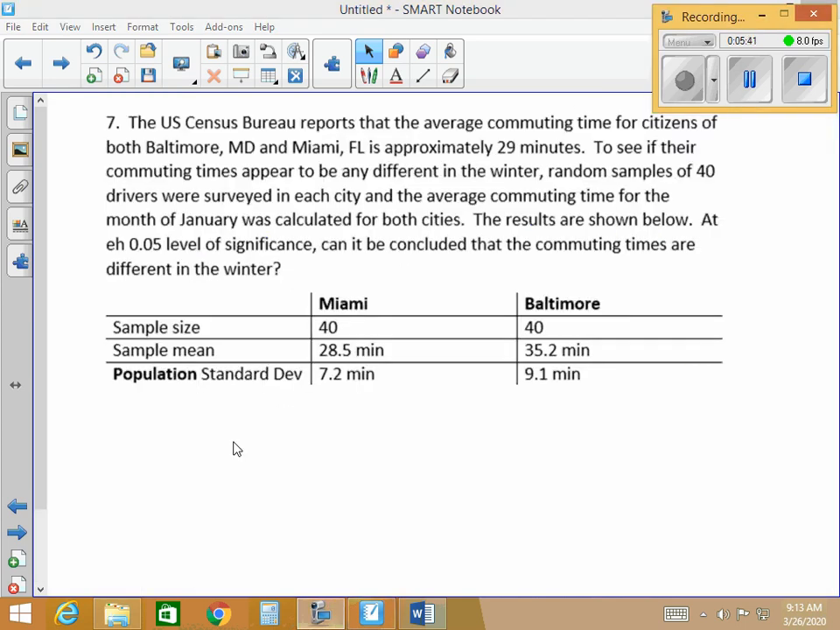This problem is problem 7 from your textbook. Again, pause the video so you can get things written down. And when you're done, start it back up, because we're going to jump right in and get started.